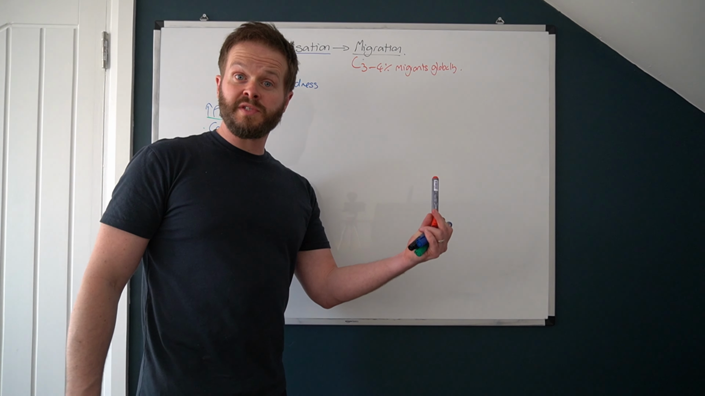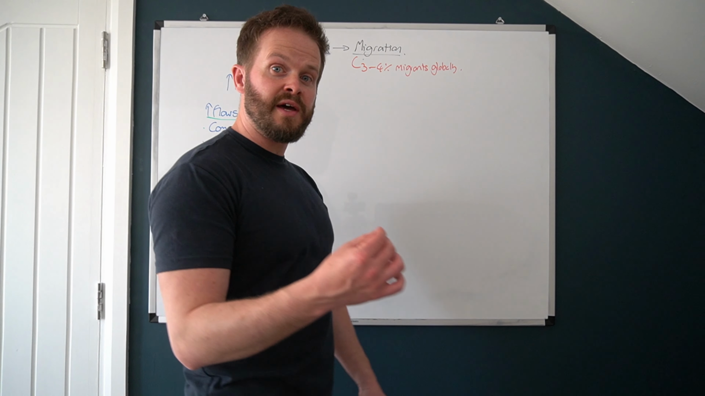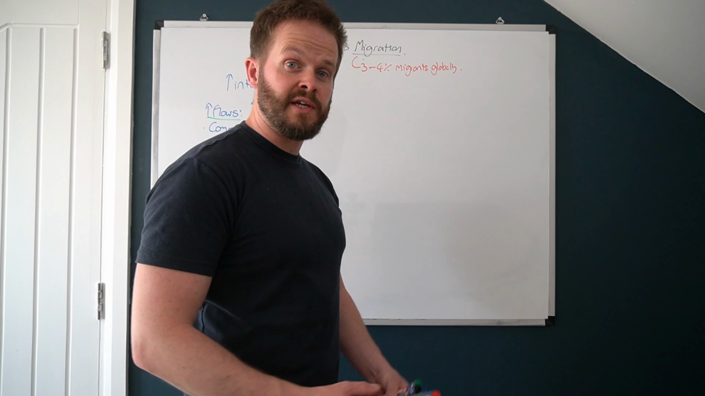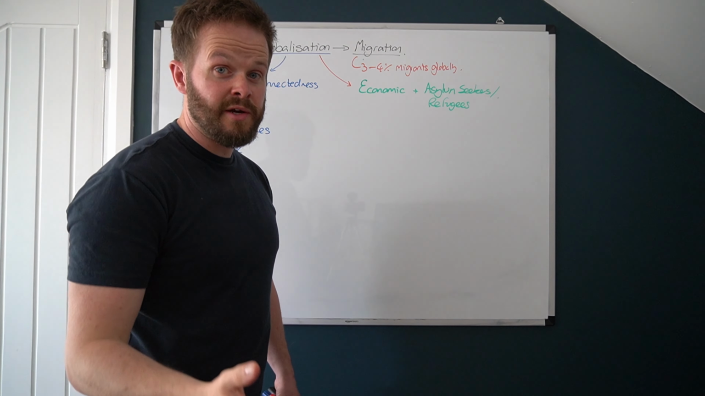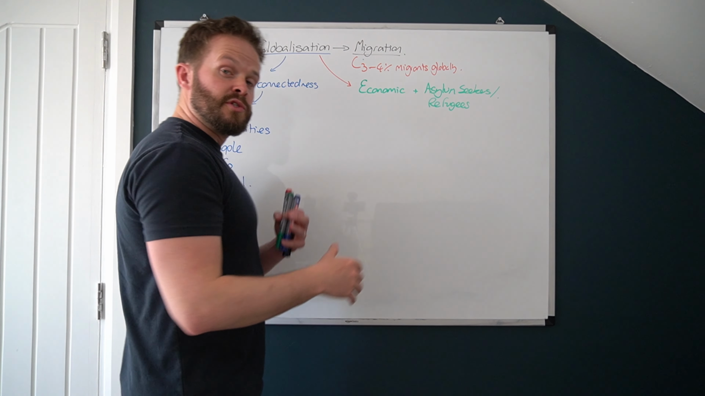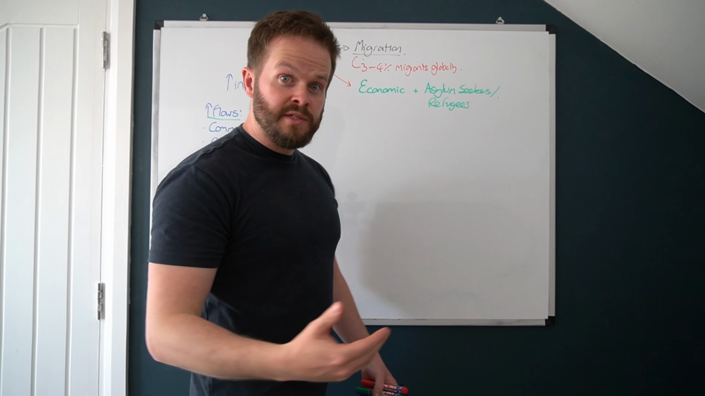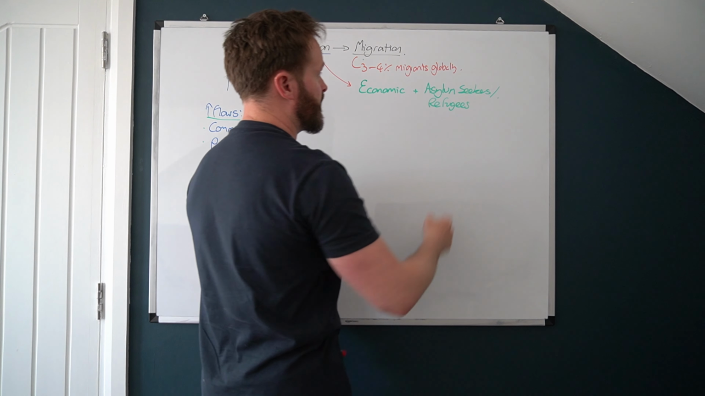Now, from the perspective of migration, remember, key statistics that we need here. 3 to 4% of the world are migrants, and that is in part due to globalization. There are 2 types of migrant: economic migrants, those looking to improve their standard of living, improve their quality of life, and asylum seekers and refugees.